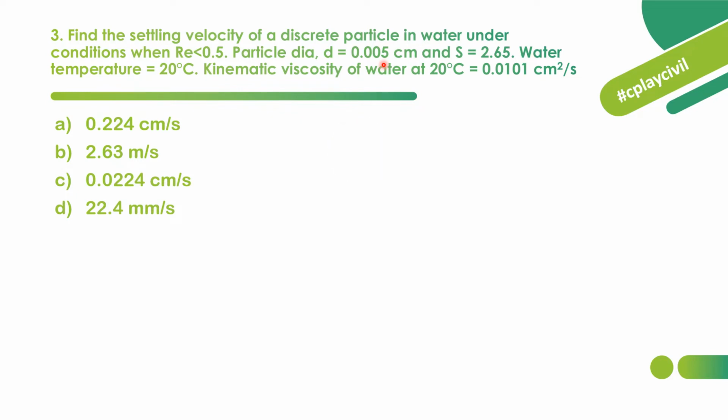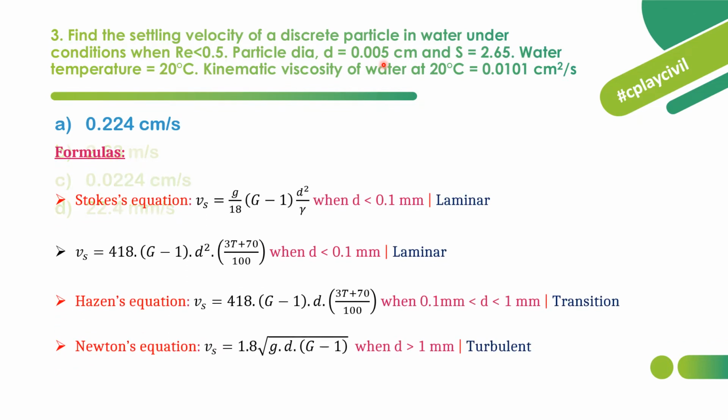They have mentioned clearly that the particle is discrete and the Reynolds number is less than 0.5. If the particle is discrete, then discrete settling will be happening, so we can use Newton's or Stokes sedimentation laws according to the given data. We shall see the formulas regarding that. Here the correct option is option A, 0.224 centimeter per second, which is the settling velocity of this discrete particle.